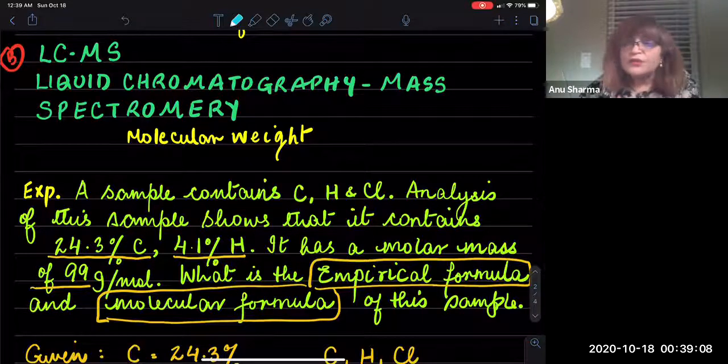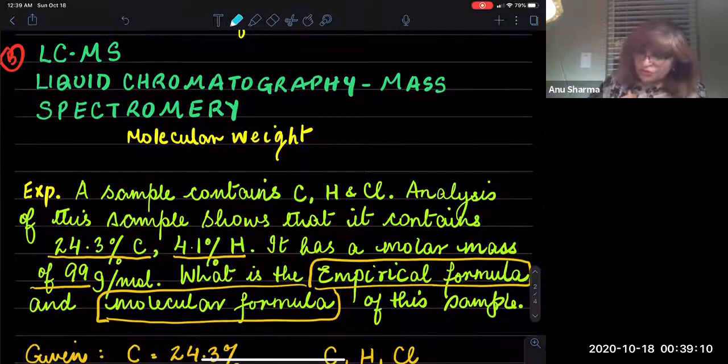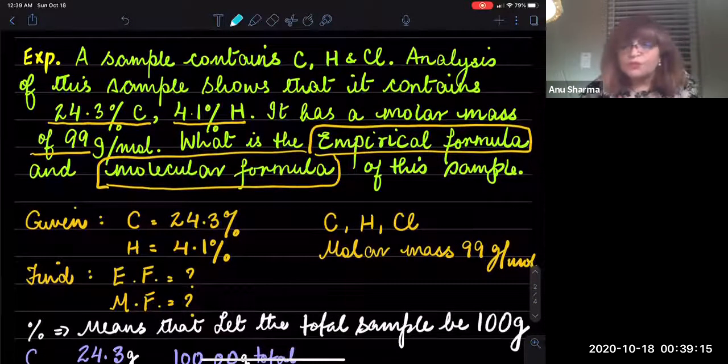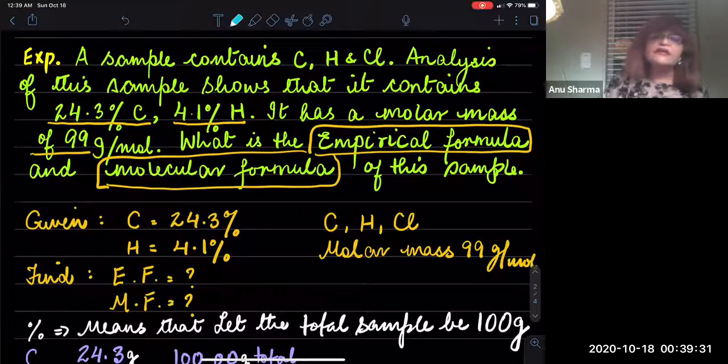There are so many other ways you can get the molecular weight through some experiments. However, we are going to focus more on how we calculate the empirical and the molecular formula of a sample when the percentages are given to you, or if you know what percent is carbon, what percentage hydrogen, and a certain percentage of chlorine, and so forth. So let's look at this sample.